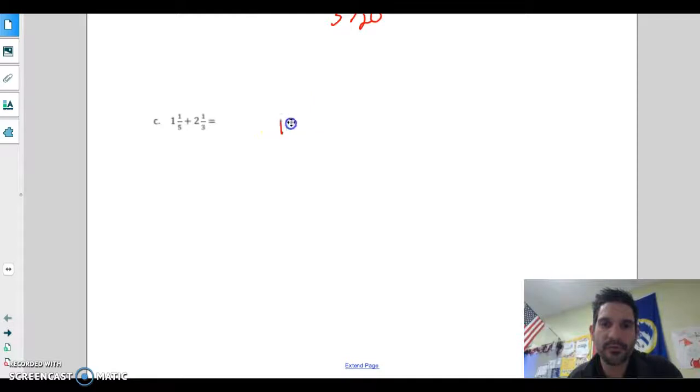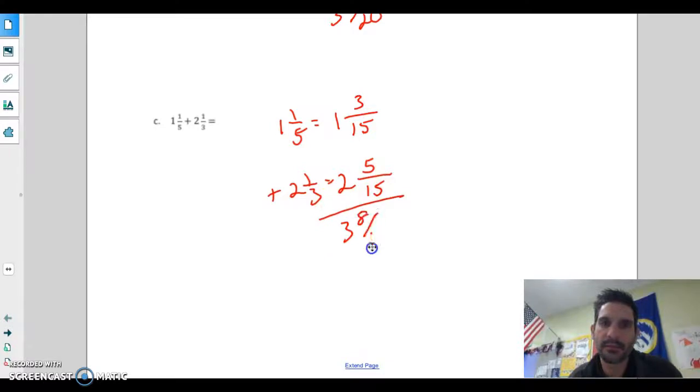1 1/5 plus 2 1/3. I'm going to make this into 15ths because that is my least common multiple. That's 5, this is 3. 3 and 8/15. Okay? And they can't be reduced because there's no common factor of 8 and 15.